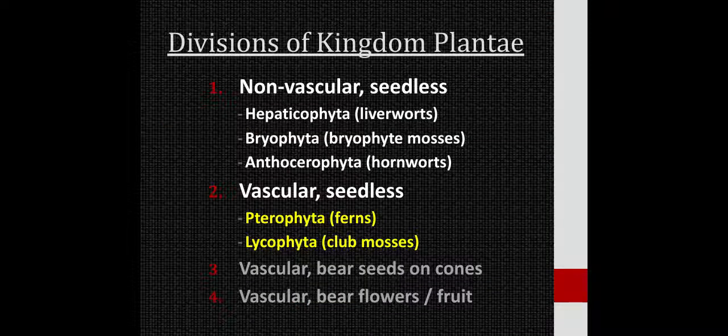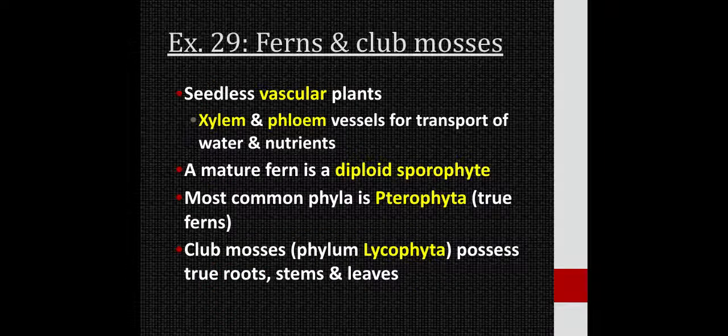Okay, so now we'll move on to our vascular seedless plants, where we have our Pterophyta and Lycophyta. With our seedless vascular plants, what we mean by vascular is that they have tissue to transport water and nutrients. And those tissues are called xylem and phloem.